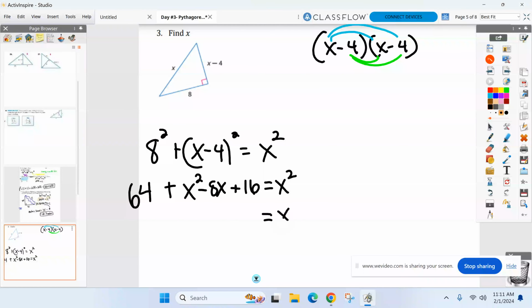What is this on the left side? That's garbage. Let's clean that up, please. Whoa. That's making me nervous. Let's put the x squared first, the negative 8x next, and then how about combine my like terms and get 80 there?